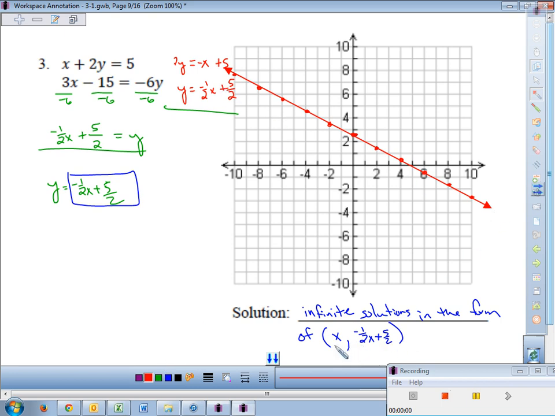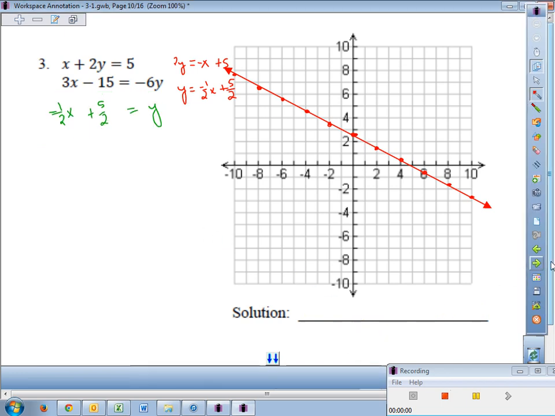If you let x be 1 right here, then you'd get negative 1/2 plus 5/2, which is 4/2, which is 2. The point 1, 2 is on this line. Boom, right there, and etc., etc., etc. So x comma y is the form, but whatever y equals, you put that in the spot for y when there's infinite solutions.